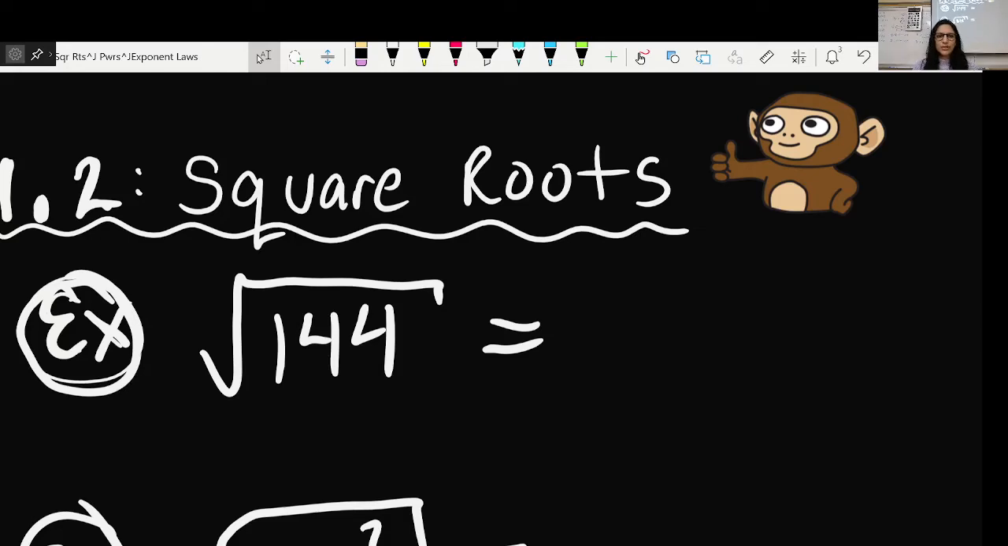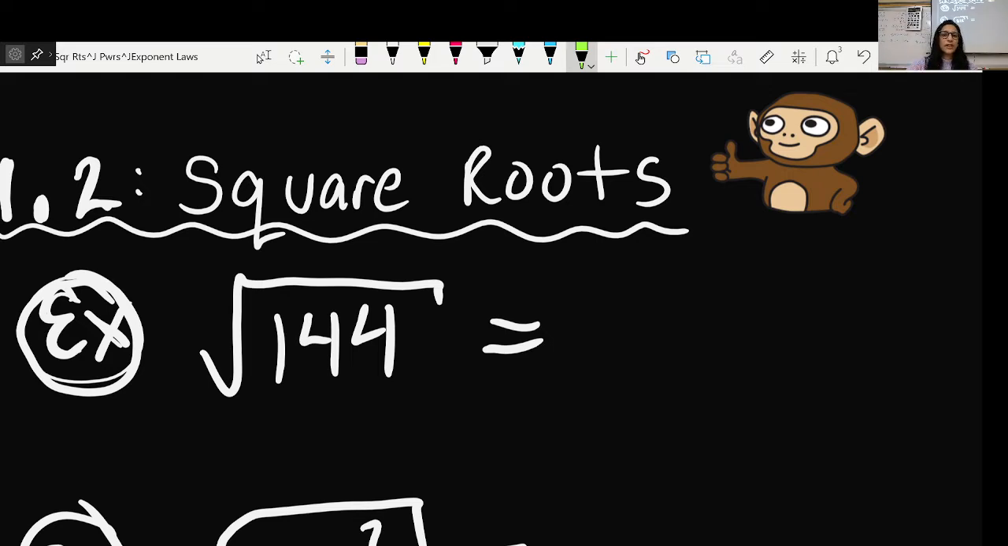We're doing 1.2 square roots. And this will be, again, kind of like what I was saying before. It'll be a little bit of me trying to figure out what you already know. And then anything that you don't know, I'll teach you the new stuff. But maybe it's going to feel like a lot of review.